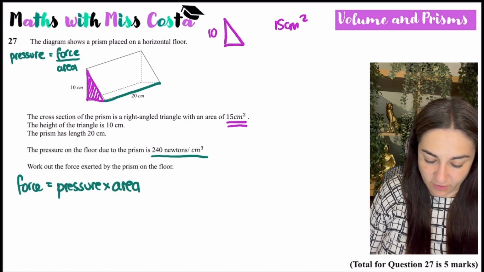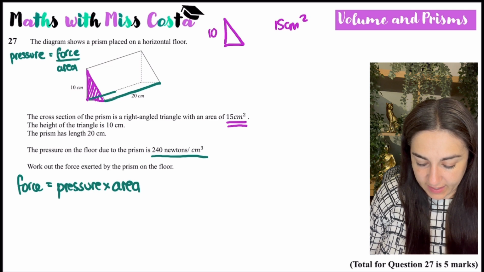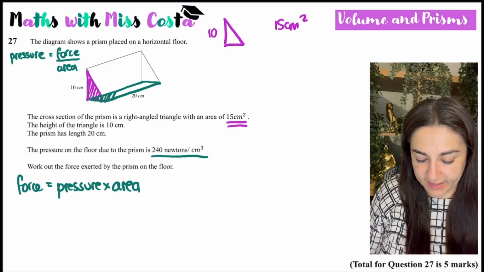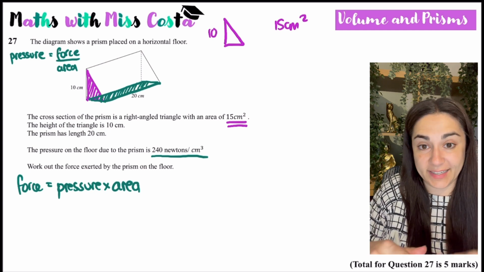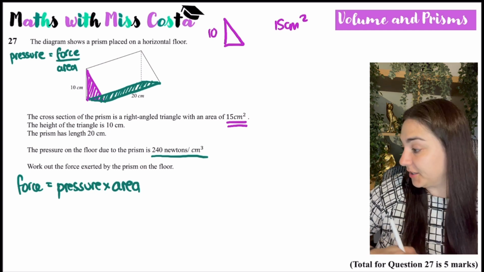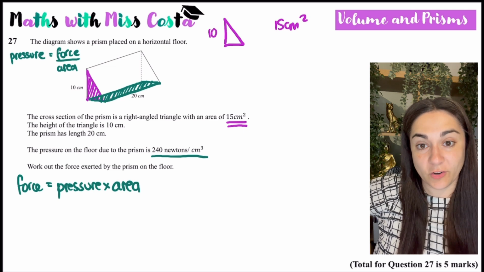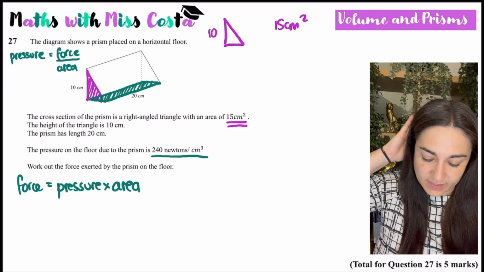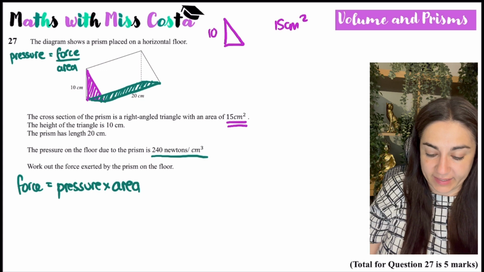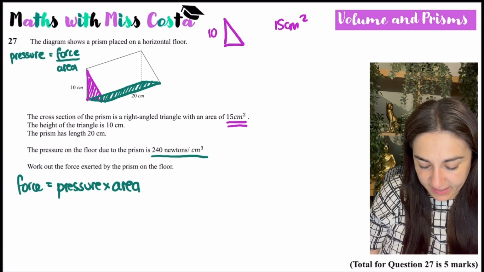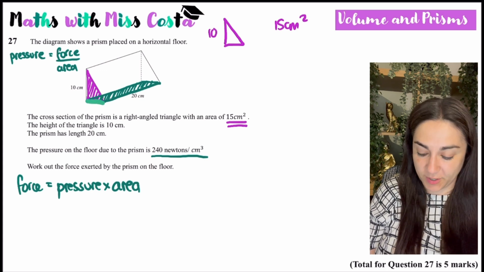So what that means is I need to work out the area of this, because that is the face that is exerting the pressure. Like if I put that on the table, that's what's coming into contact with the table. So to work out the area would be very simple if I had this length here, but I don't, so I'm going to need to work that out.